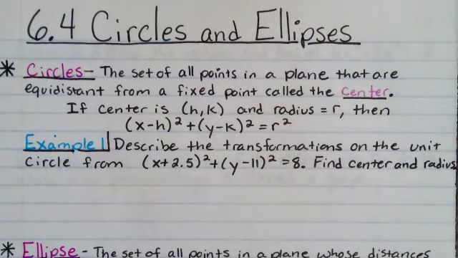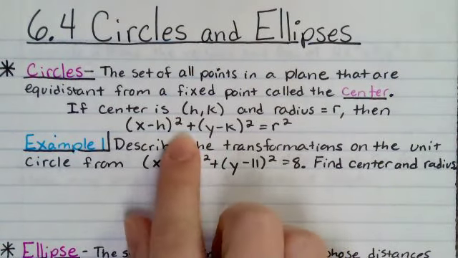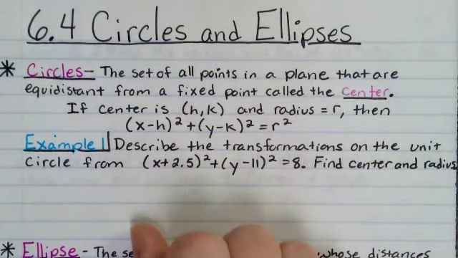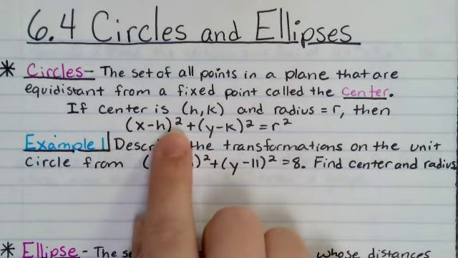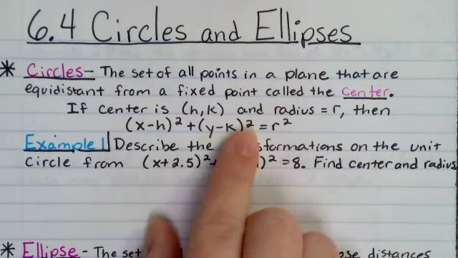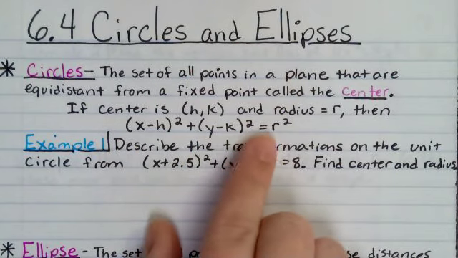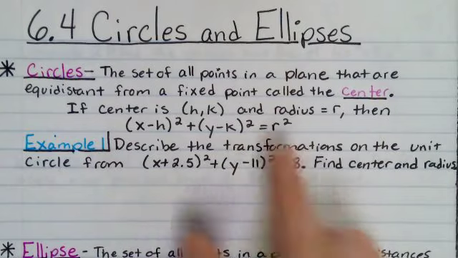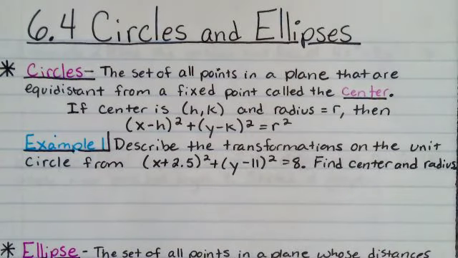The equation for a circle that has a center at (h, k) would be (x minus h) squared plus (y minus k) squared equals the radius r squared. It's pretty easy to graph from that. You just plot the center and then go out whatever the radius is, left, right, up, and down, and then connect it as a circle.